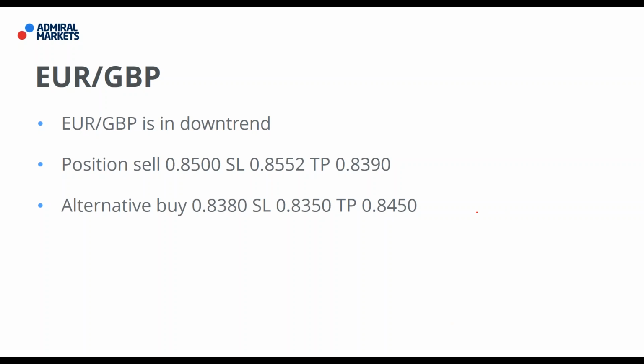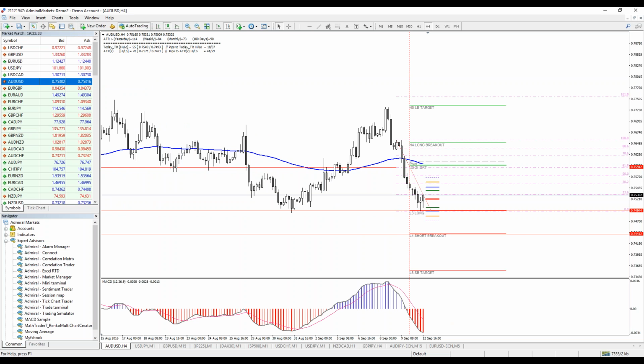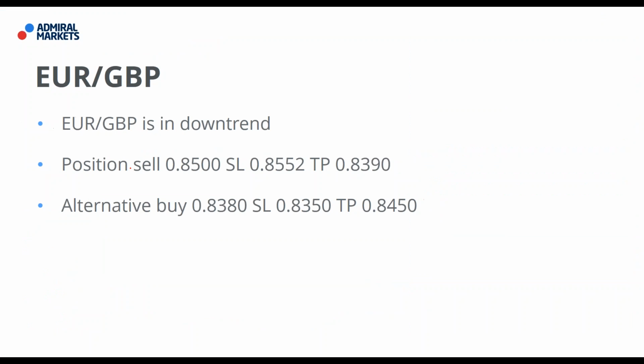Euro GBP 85 sell, 85.55 stop loss, 83.90 target. Buy trade 83.80, stop loss 83.50, TP 0.8450. So Euro GBP, wait, okay, Euro GBP.